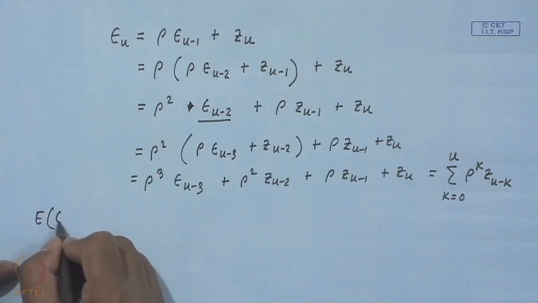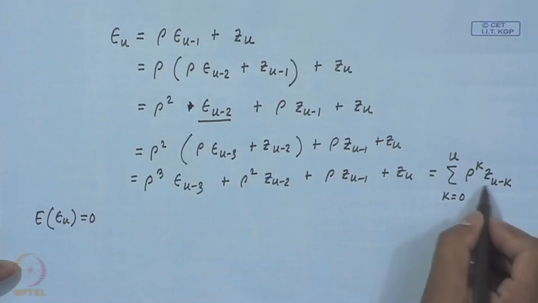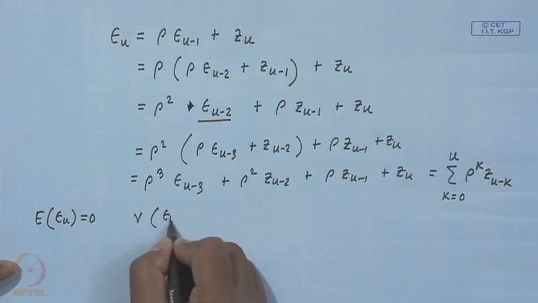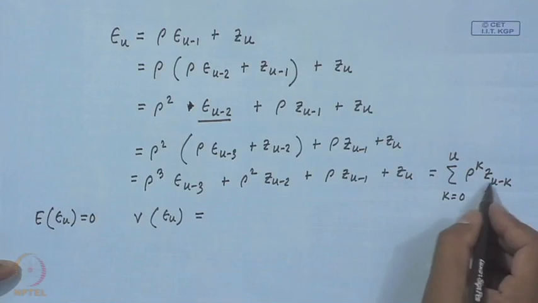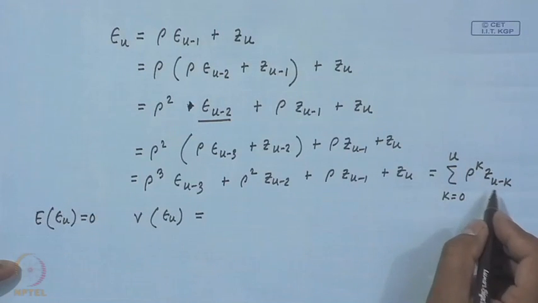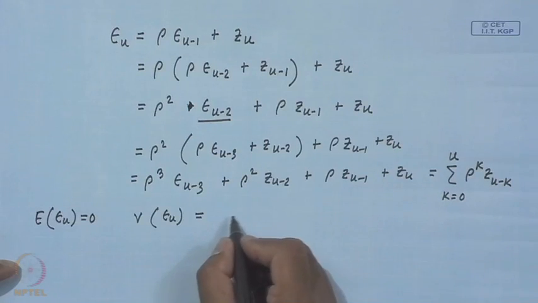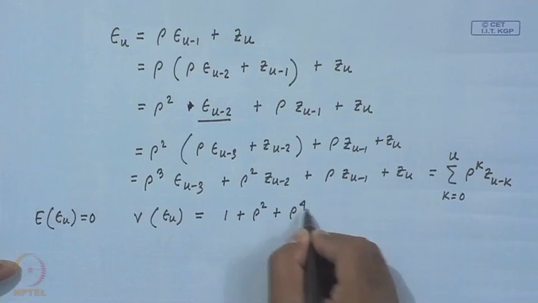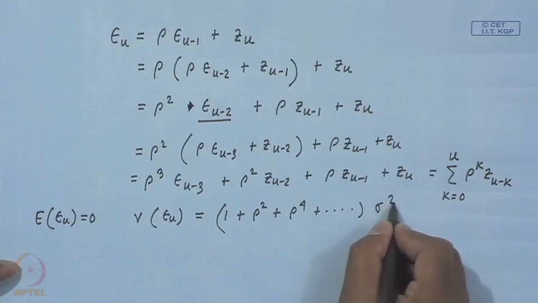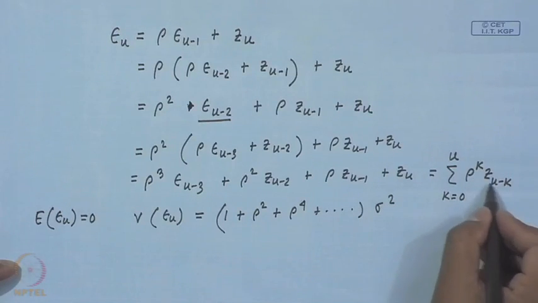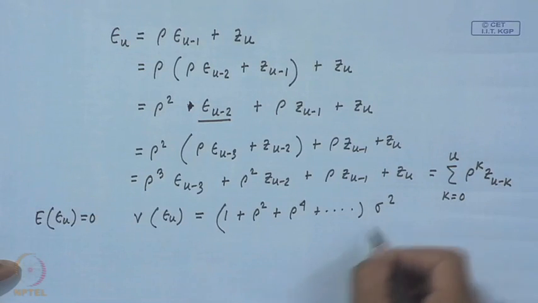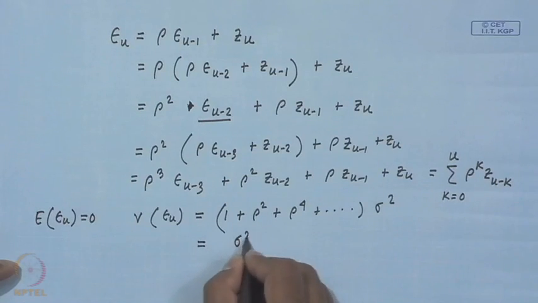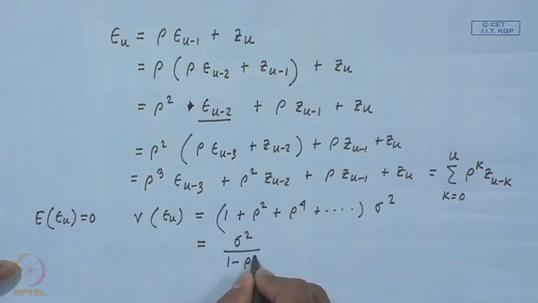Okay. So, the expectation of epsilon u is equal to 0, because the expectation of z is equal to 0. What about the variance of epsilon u now? The z i's are independent, so you can write the variance as 1 plus rho square plus rho to the power of 4 and so on, times sigma square, because the variance of z u minus k is sigma square and they are independent. This can be written as sigma square by 1 minus rho square.